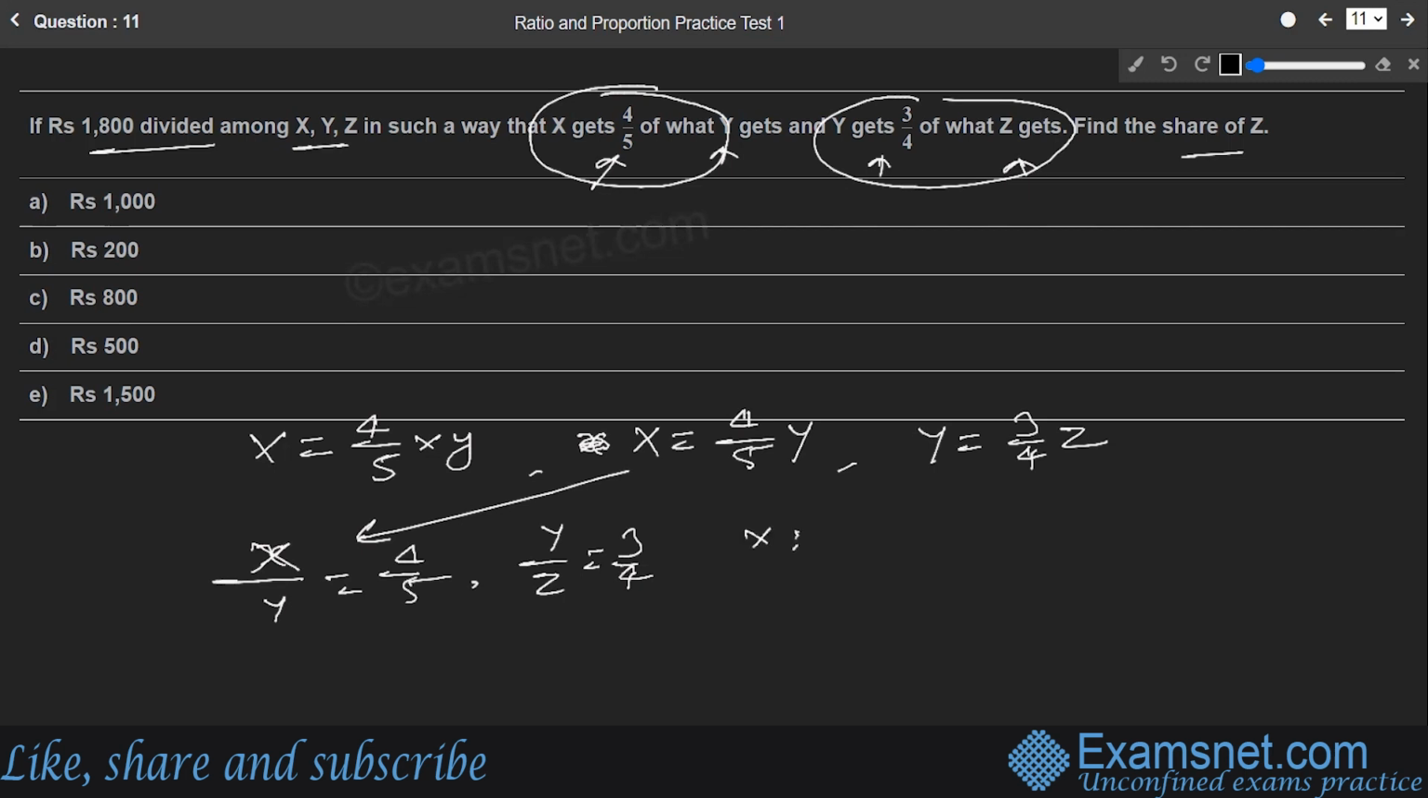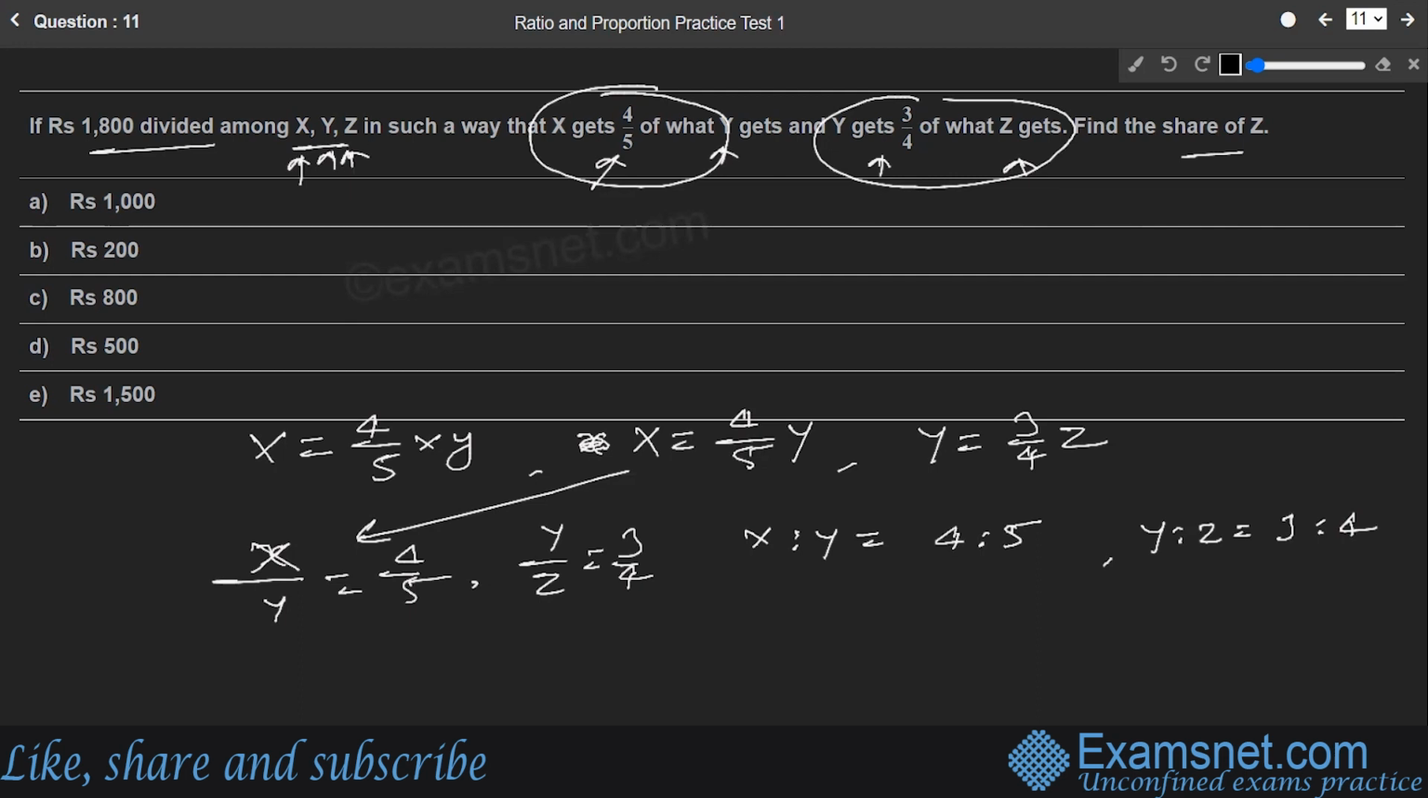Okay, so we know that x is to y is 4 by 5. And similarly, at the same time, y is to z is 3 is to 4. We are supposed to find out x is to y is to z first, because whenever we are able to find out the individual connection between x, y, and z, then only we can find out the share of z.